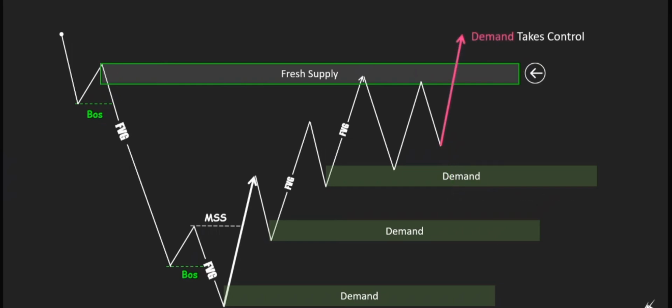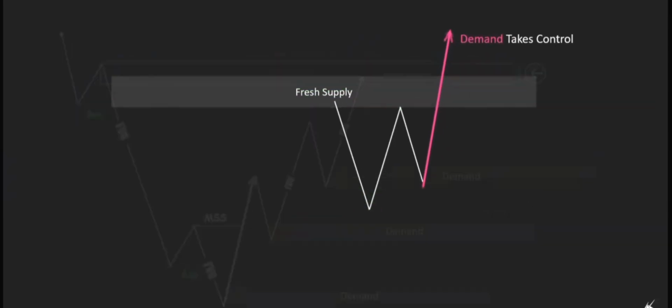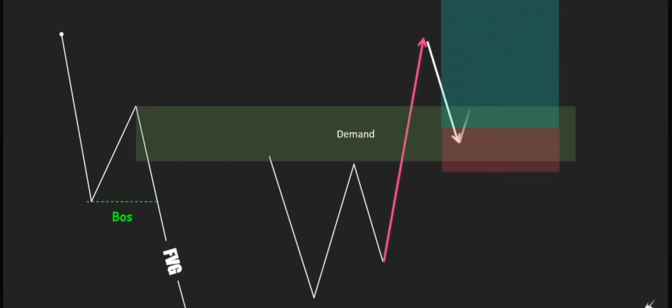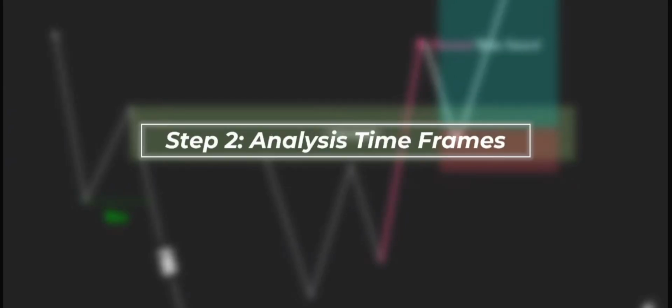On the other hand, if the price breaks the supply zone to the upside, it indicates demand is in control, shifting the zone from supply to demand and giving a great chance to go long. Now, let's circle back to our main topic.